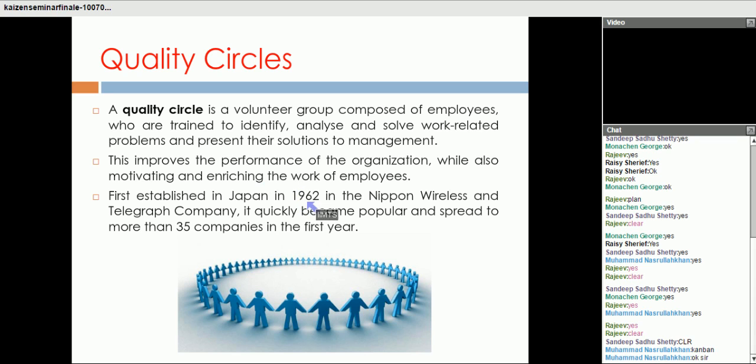First established in Japan in 1962 in the Nippon Wireless and Telegraph Company, it quickly became popular and spread to more than 35 companies in the first year.